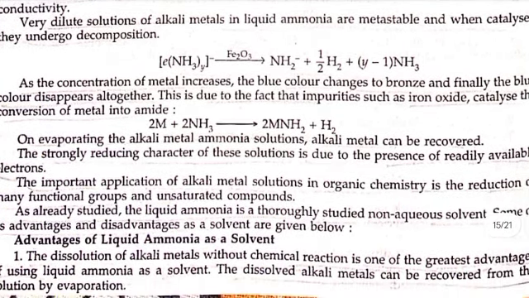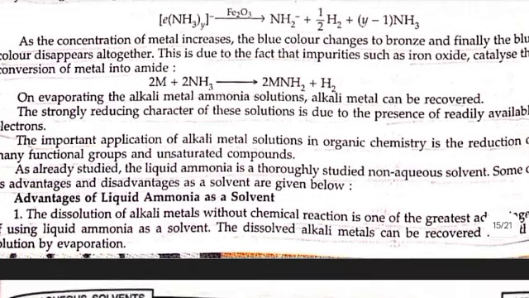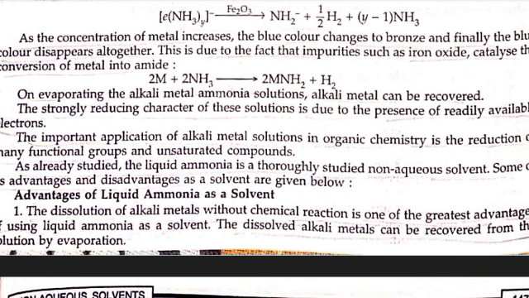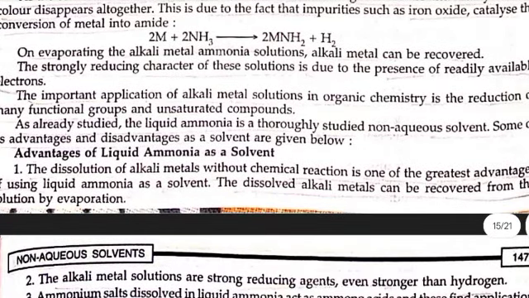Very dilute solutions of alkali metals in liquid ammonia are metastable, and when catalyzed, they undergo decomposition. As the concentration of metal increases, the blue color changes to bronze, and finally the blue color disappears altogether. This is due to the fact that impurities such as iron oxides catalyze the conversion of metal into amide. On evaporating the alkali metal ammonia solutions, alkali metals can be recovered. The strongly reducing character of these solutions is due to the presence of readily available electrons.